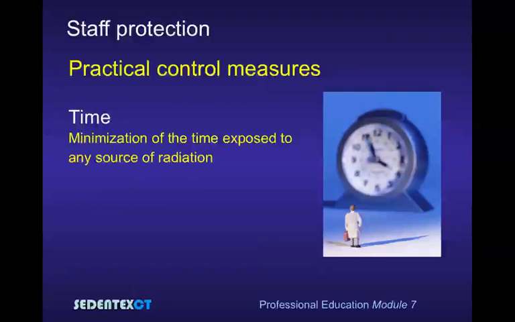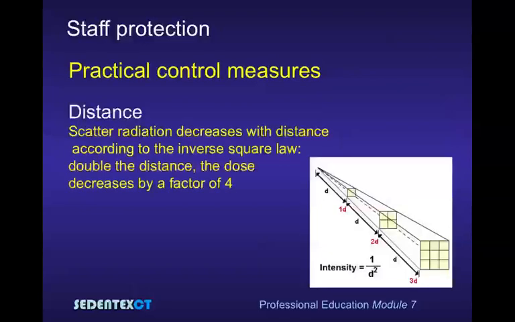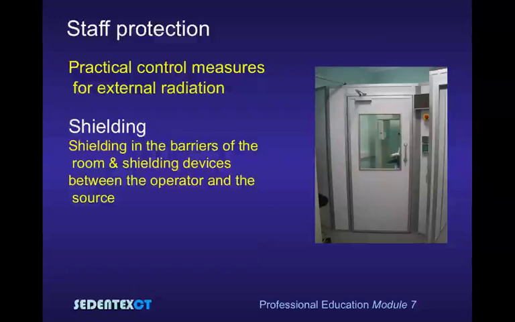Practical control measures then, starting off with something very simple, is minimization of the time for which the staff members are exposed to the source of radiation. Distance is also a key factor in protection, because radiation decreases with distance according to the inverse square law. Doubling the distance from the source of radiation will quarter the radiation dose received.